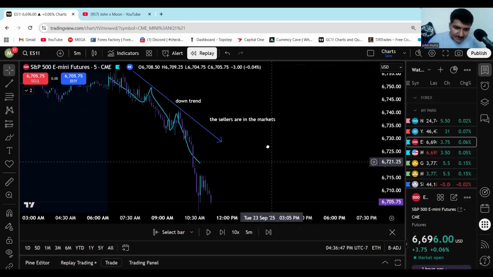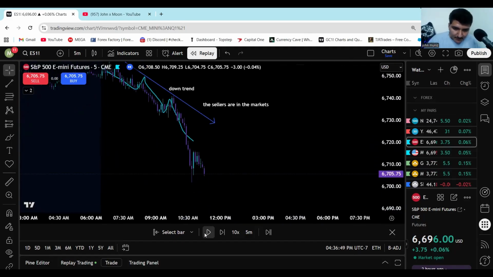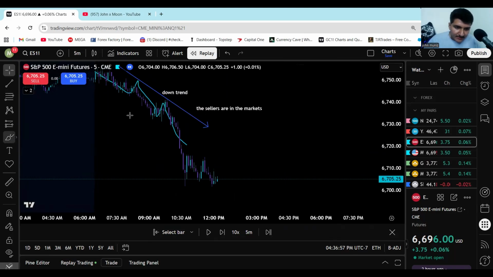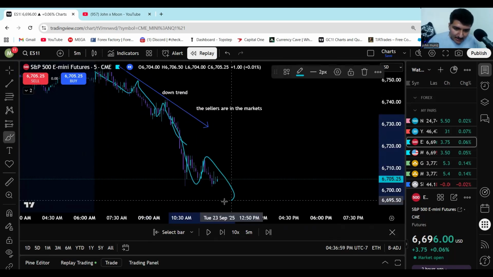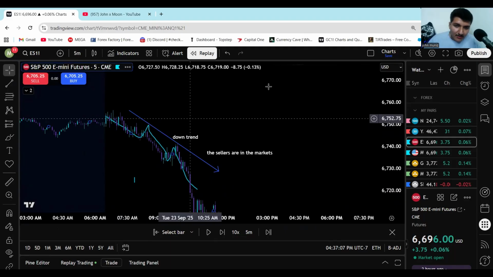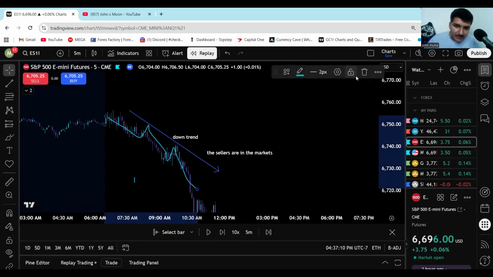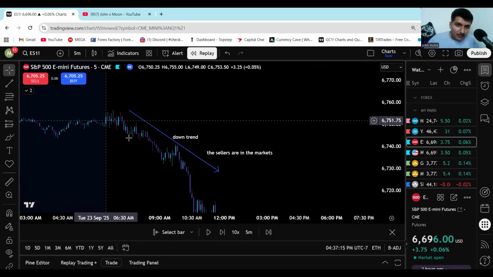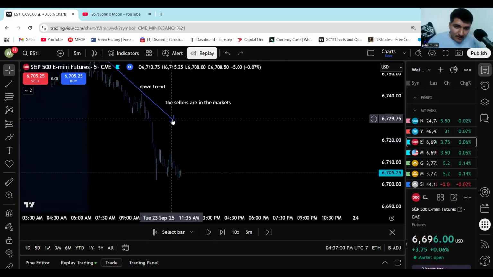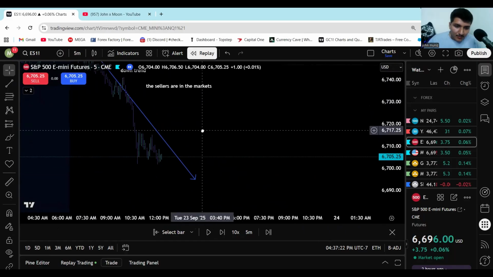We have a clear downtrend here, and if you continue to play it, we just continue to shoot down, and then we break out here. We continue that downtrend, pushing and making a lower high, lower low here. Why is it a trend going down? Because the sellers are in the market. We're breaking structure to the downside, making lower lows and lower highs. So this is a downtrend because we're pushing down.